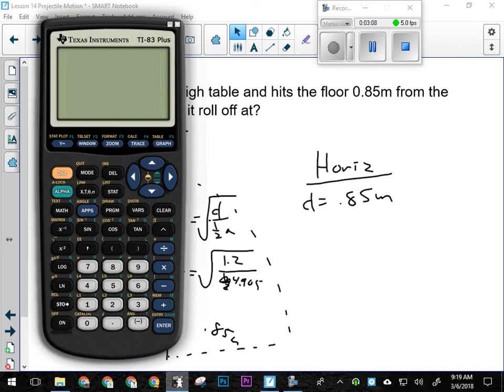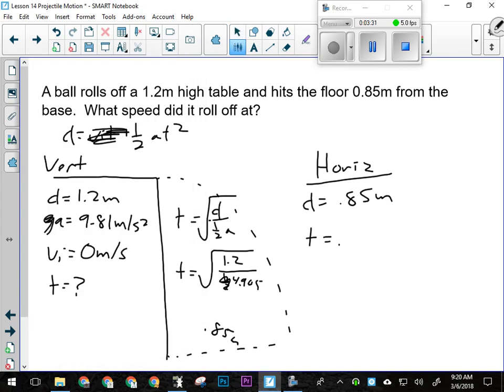Is this thing falling for very long? No, it's like a fraction of a second. It doesn't take long for something to fall less than a meter. So we got the square root of 1.2 divided by 4.905. So it's fallen for half a second. Can I figure out what speed it rolled off at? Because horizontally it's not accelerating, we can use this formula, v equals d over t, 0.85 over 0.5, and we've got our answer. Is that ringing a bell for everybody?